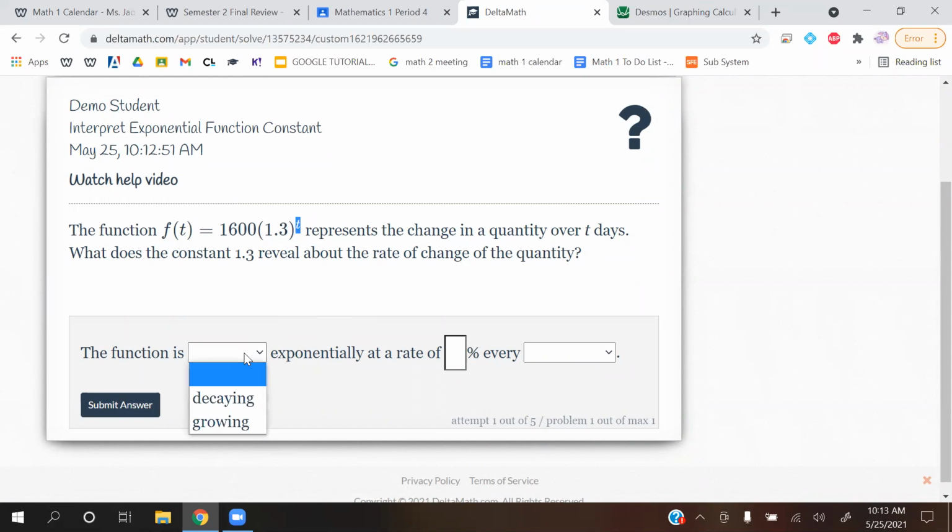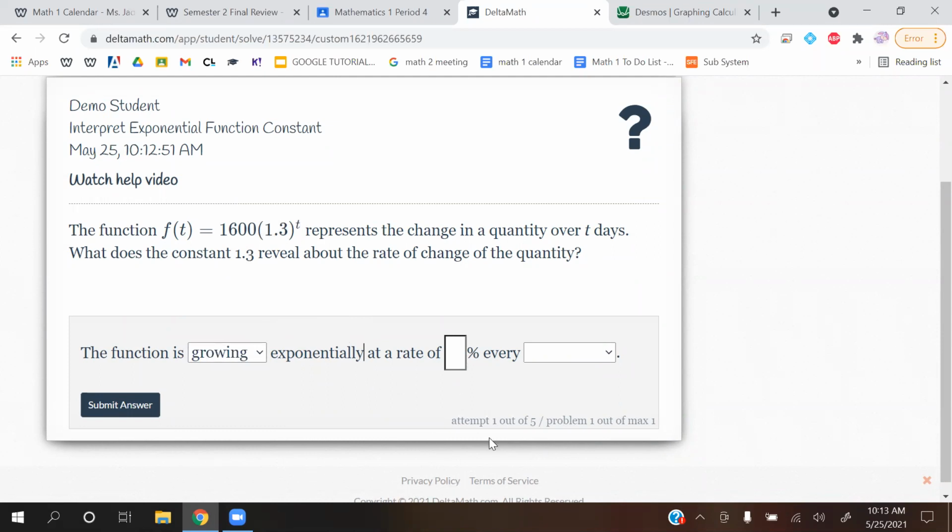So first drop-down menu says decaying or growing. So essentially, is this increasing or decreasing? And that's just dependent on if the 1.3 is bigger than 1, increasing, smaller than 1, decreasing. So 1.3 is bigger than 1, so this is going to be growing. If you have like a 0 point something something, that would be decaying. 0 point something something would be decreasing. 1 point or anything bigger than a 1 would be growing exponentially.